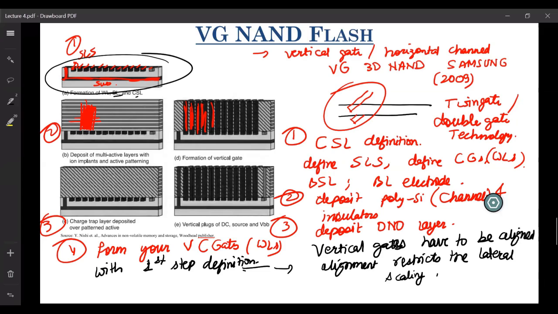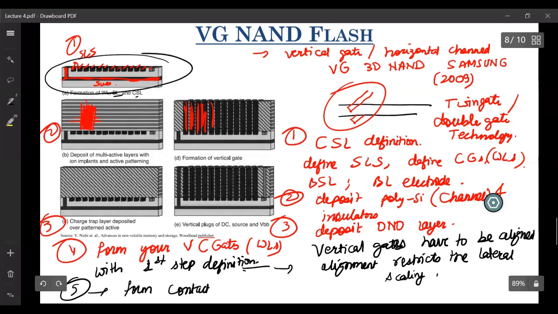And at last, in the fifth process, you just form contact plugs, contact plugs to your bit line and your source line. So this is how you fabricate it, and this is the final structure. Here the problem that they faced was that you had to come up with an alignment between the vertical gate and the horizontally deposited word line from the first step. So this kind of limits their scaling capability.